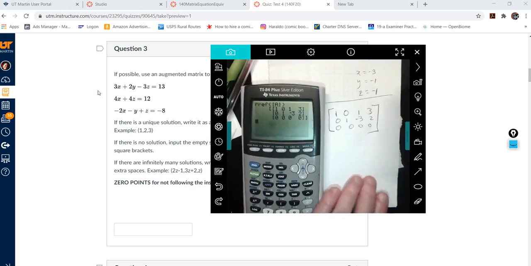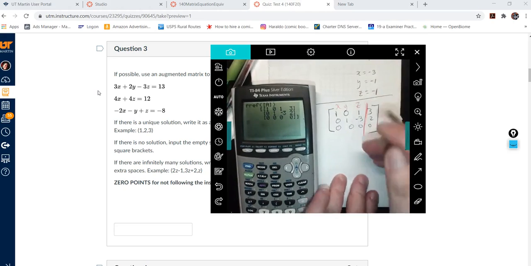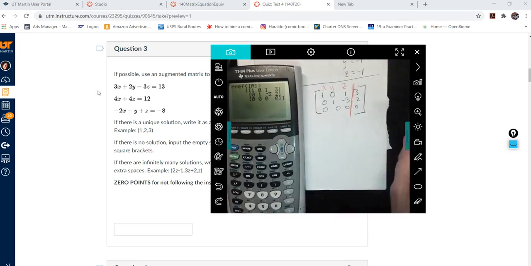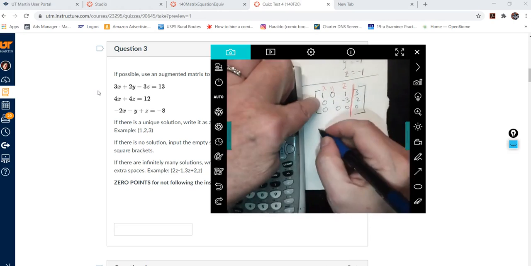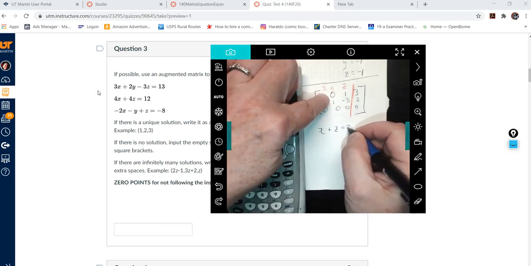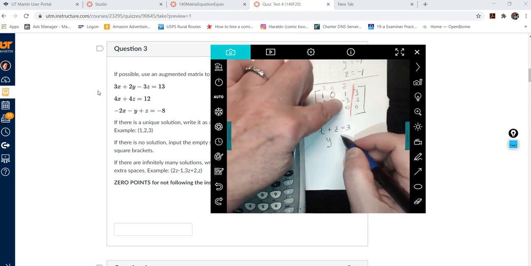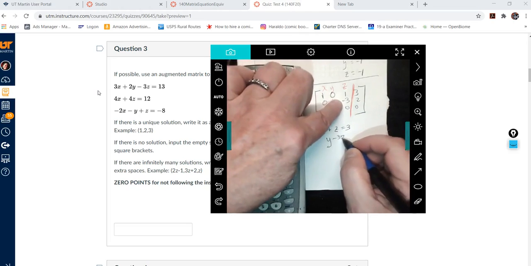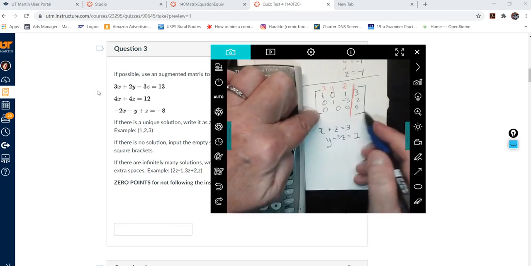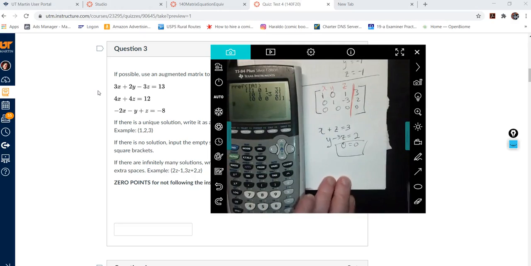So what I've got here now is the first row tells me 1 times x plus 0 times y plus 1 times z equals 3. The second row tells me 0 times x plus 1 times y minus 3 times z equals 2. And the third row tells me 0 equals 0. This is a true statement, nothing cancels. That tells me that there are infinitely many solutions.